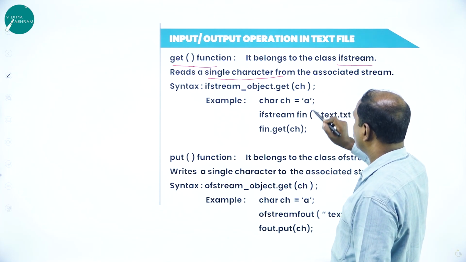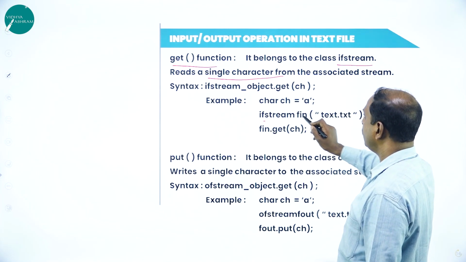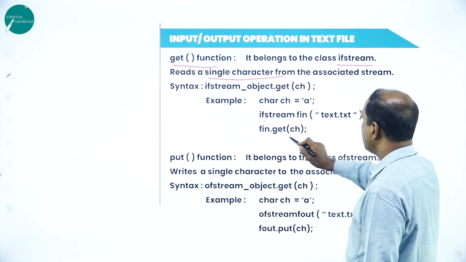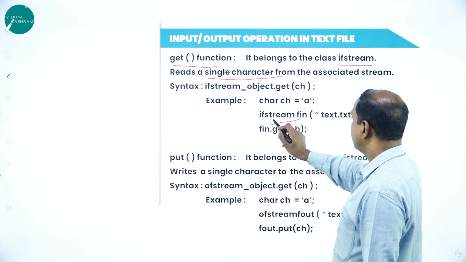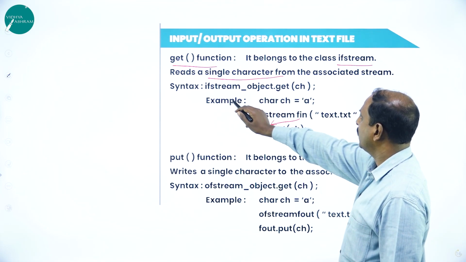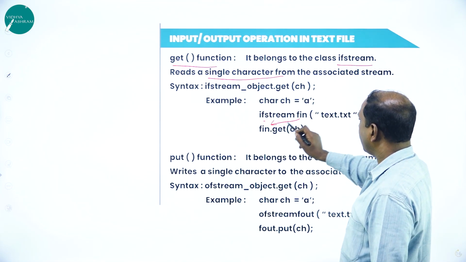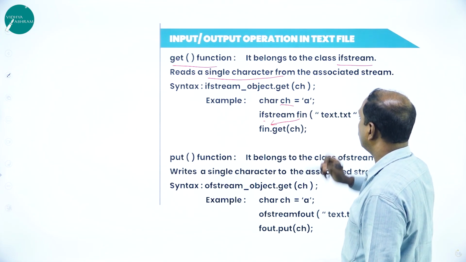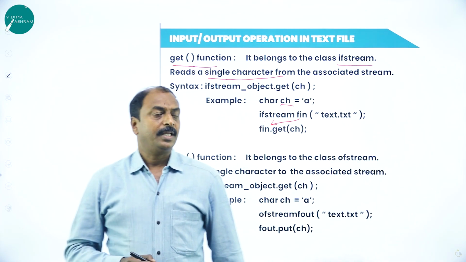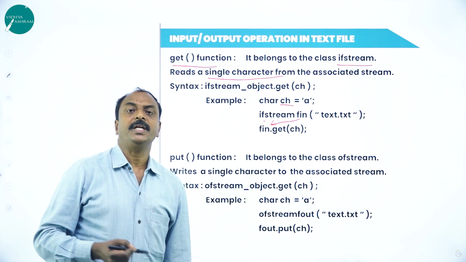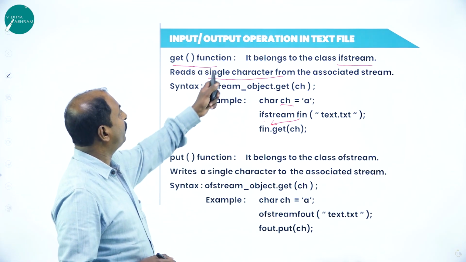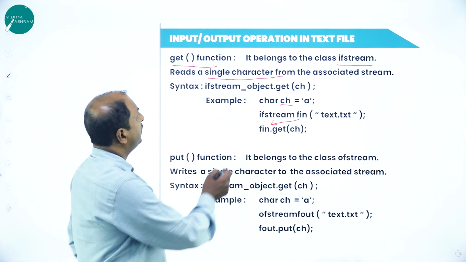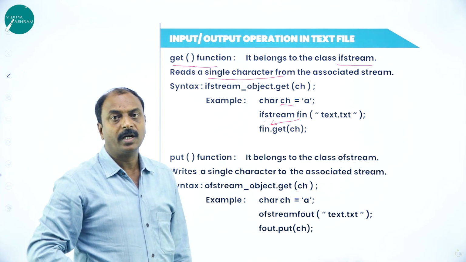Character ch equals to a, ifstream fin, this is a stream object, this is a class stream object, and text.txt, and fin.get. This is the syntax: ifstream object. Here fin is the ifstream object and get is the function and ch is the variable you have declared here. The input operation is nothing but we want to read data from a file, so we are using get function. It belongs to the class ifstream and it reads a single character from a file or from the stream.